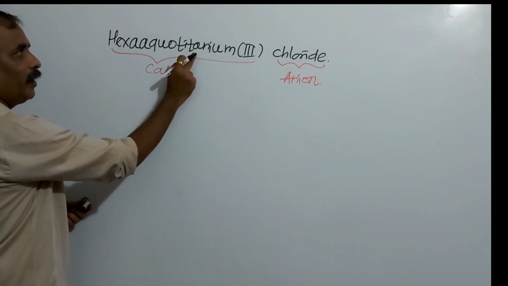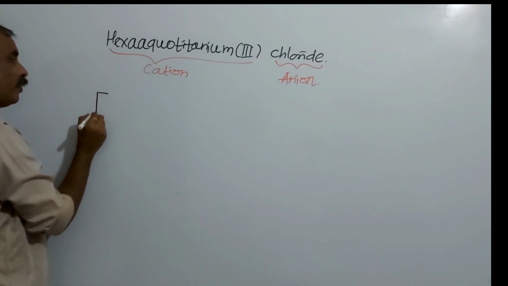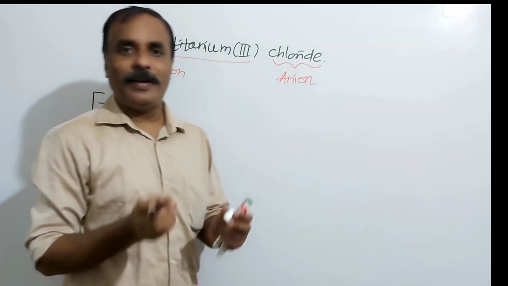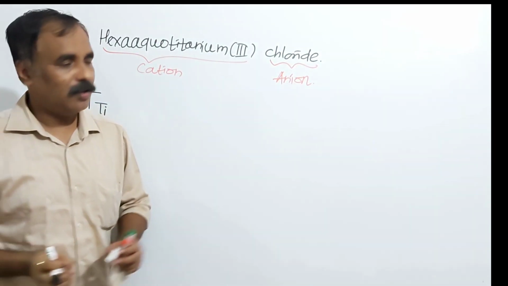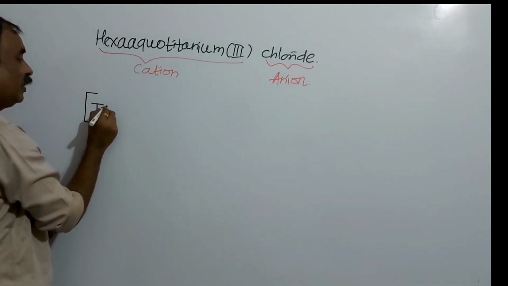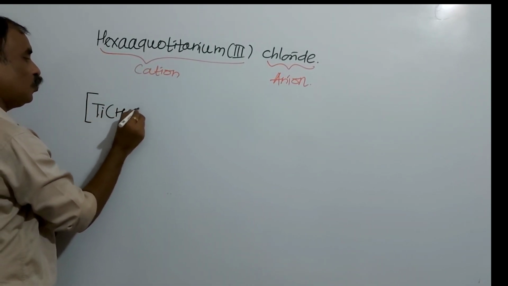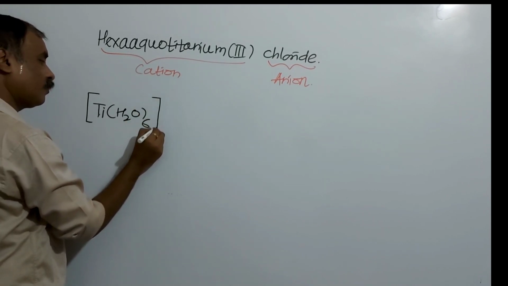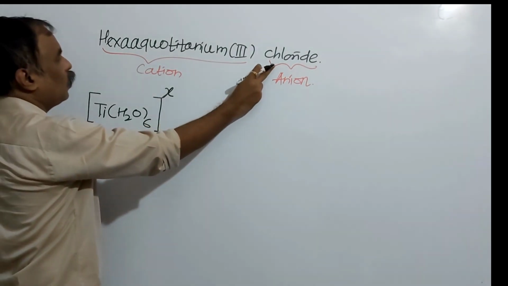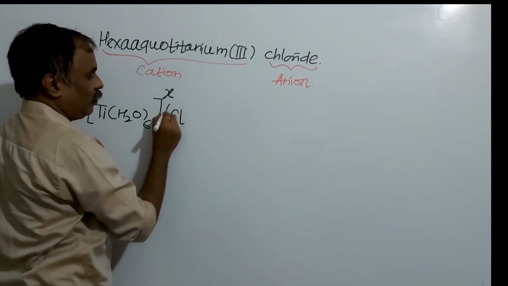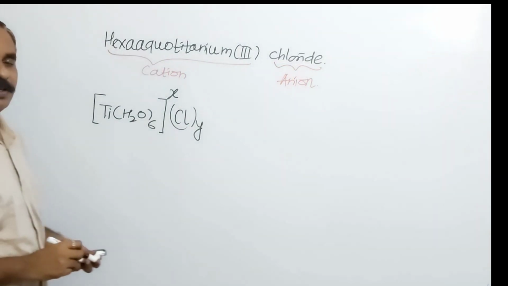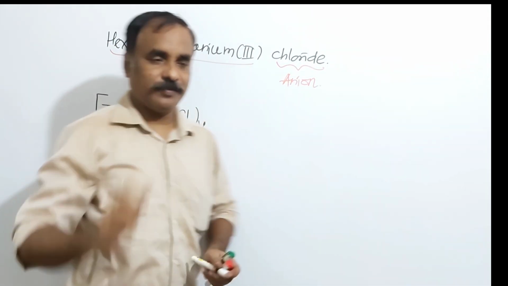Then how to write the composition of this? First we have to write the metal. Here the metal is titanium, in a square bracket, titanium. Only one type of ligand is there, a homoleptic complex. Identical ligands are there. So here the ligands are aqua, water. The prefix hexa indicates [H2O]6 to the power x. And here chloride is there. We have to find out how many Cl minus are there. This is the composition of this complex.